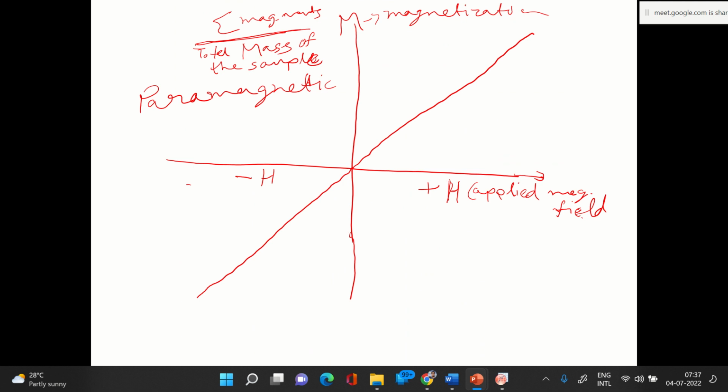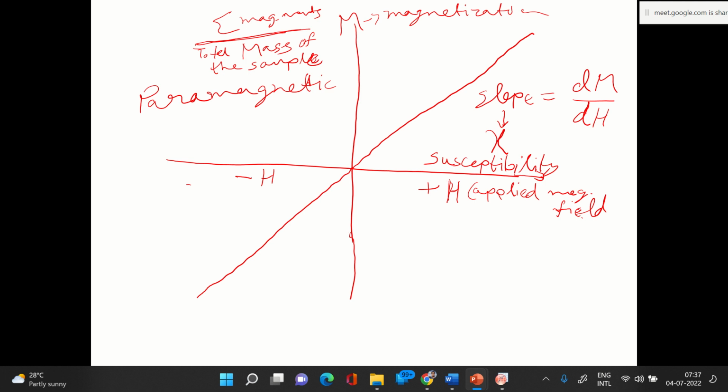So this is typical, and what you see, this slope is dM by dH. What is this slope called? This slope is what we know as susceptibility. This is called susceptibility.